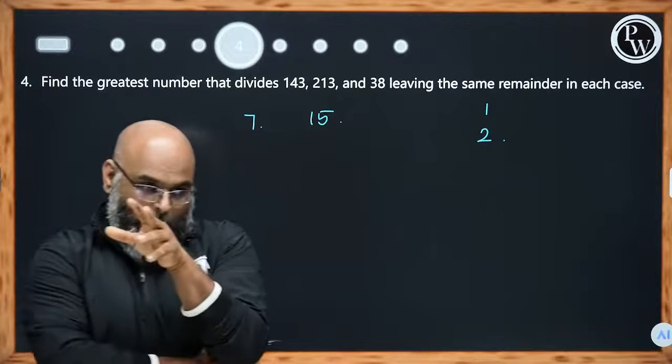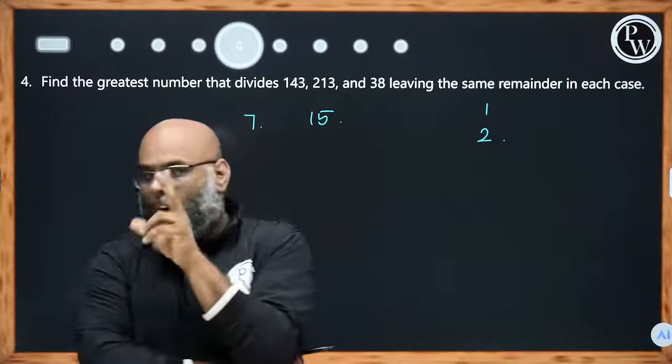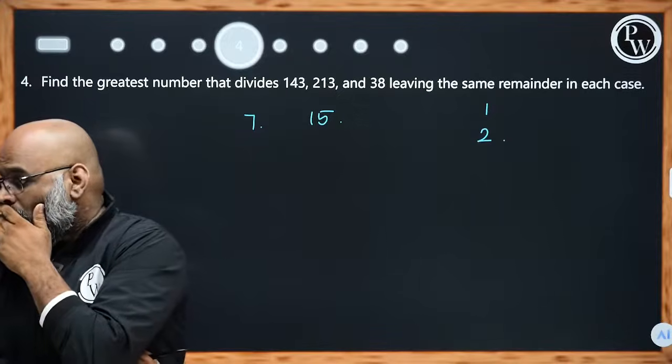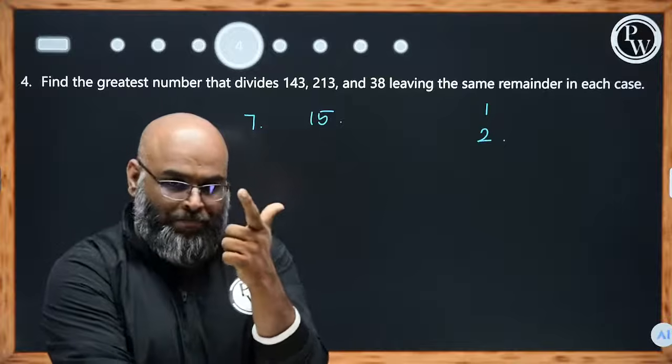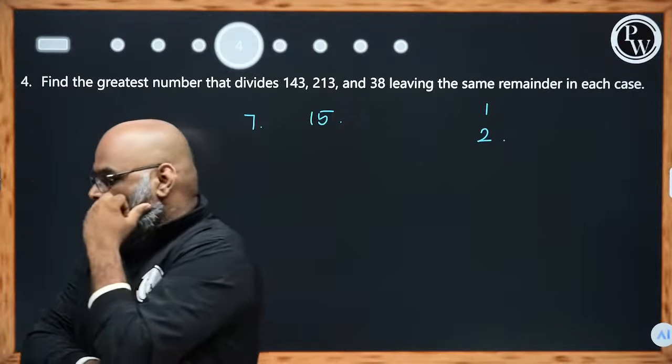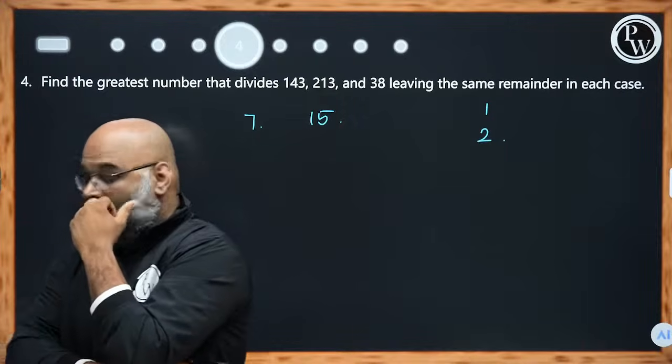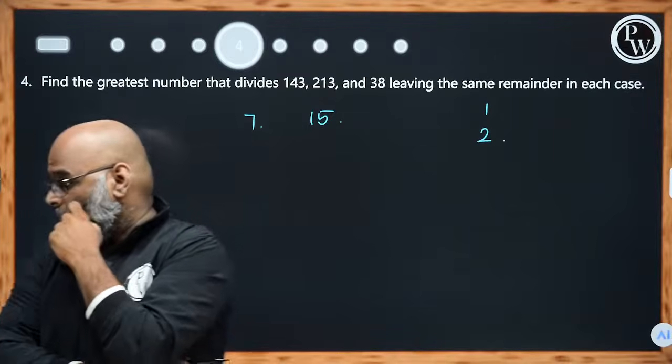Check for some other number. Is it only 1 and 2, or do we have any other number? I've gotten 1, I've gotten 2. I want you to find and tell me if there is any other number. Yes, Ria says yes. What is the other number?